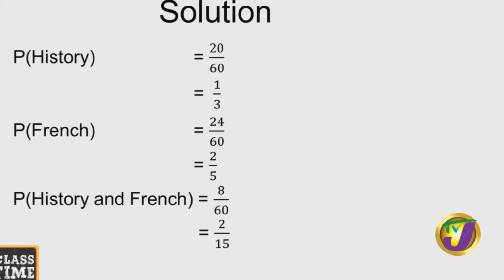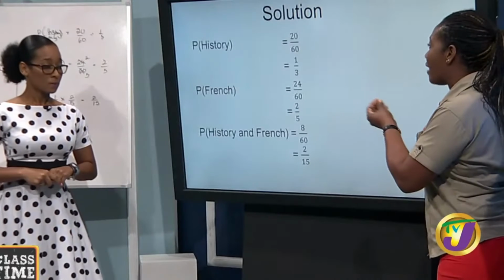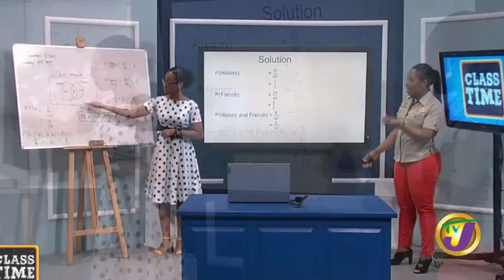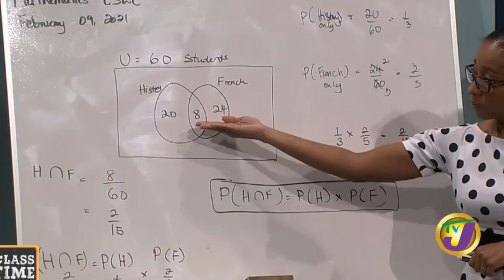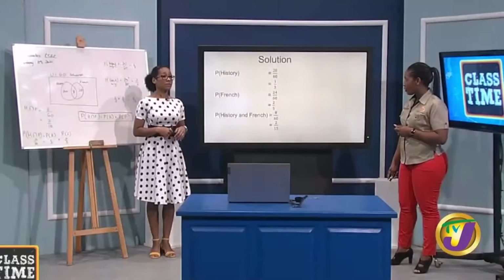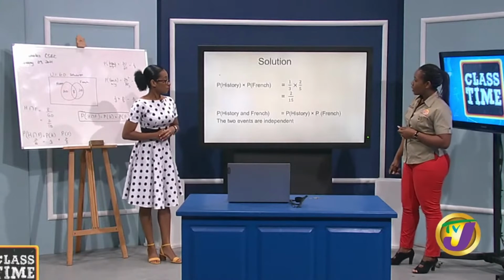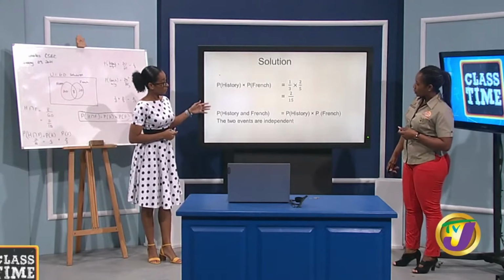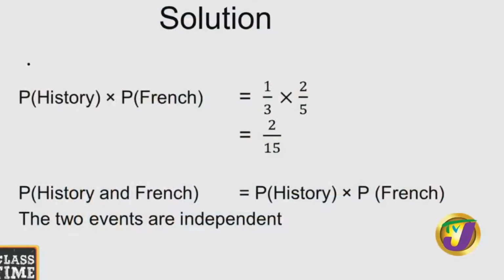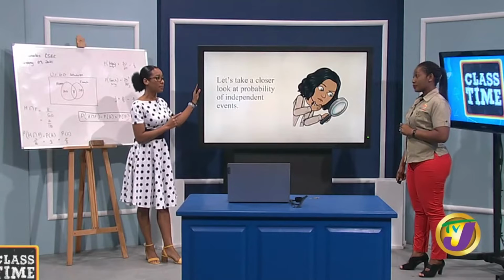Then we had the probability of those students doing history and French. Looking at the Venn diagram, you can see it clear as day. 8 students would have done history and French, simplified to 2/15. And these two events, as we said earlier, are independent. So let's take a closer look at the probability of independent events.